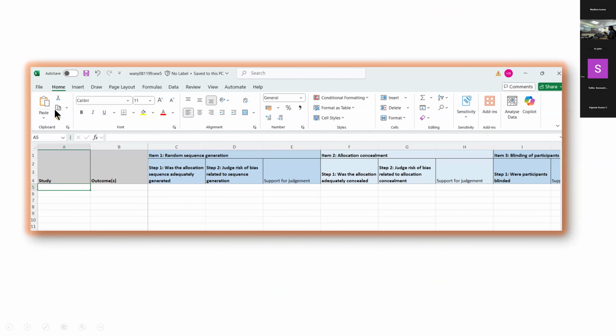And the interesting thing about the tool is it comes actually in an Excel sheet. So the domain is on the horizontal axis. You can list your studies in this column, and the individual outcomes you want to study also you can list.